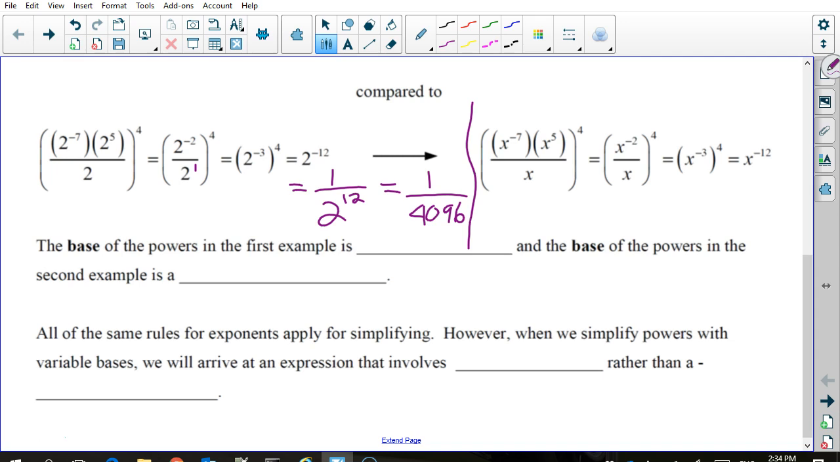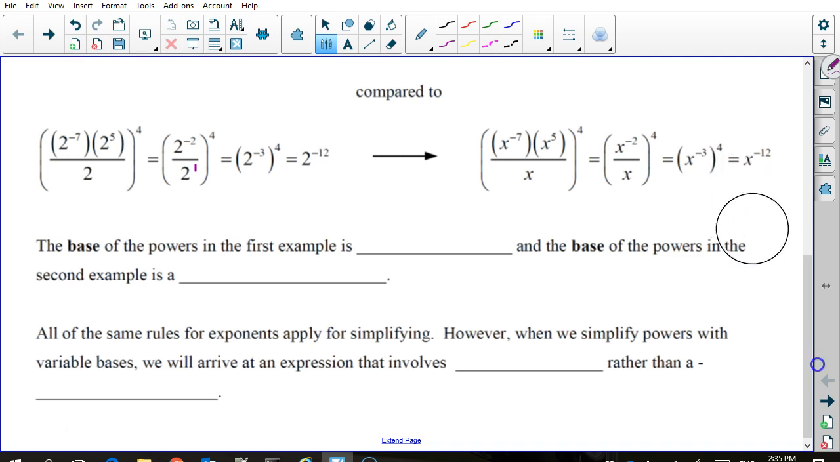If it's a variable, so in this case, instead of a 2, we now have an x. We do the same thing, right? The laws still apply. Product of powers, right? You add the exponents. Negative 7 plus 5 is negative 2. I'm dividing. If there's no exponent there, it's a 1. Negative 2 minus 1 is negative 3, and then power to a power. Expressed with a positive exponent becomes 1 over x to the 12th. You cannot evaluate it unless you're given a value for x, right? So if they want us to evaluate, they're going to have to give us a value for the x.